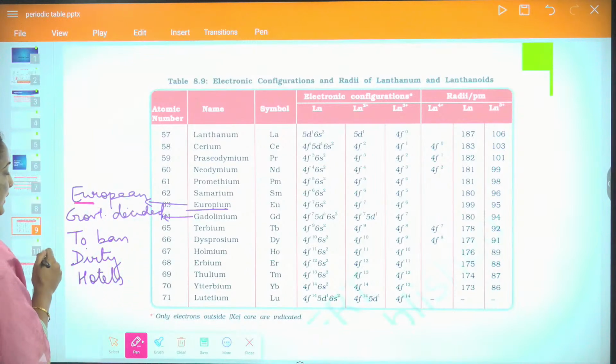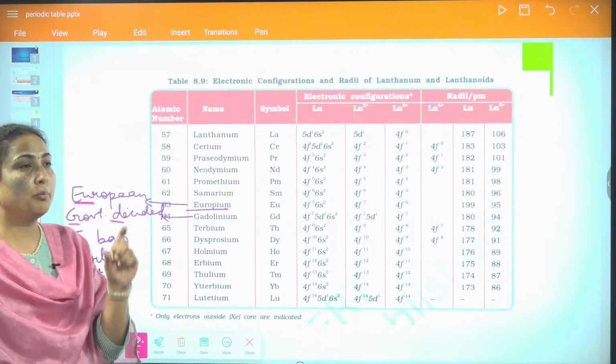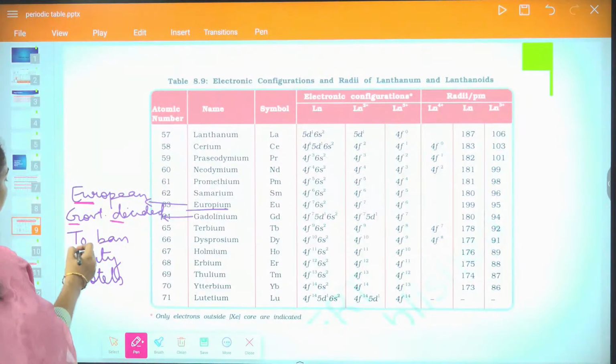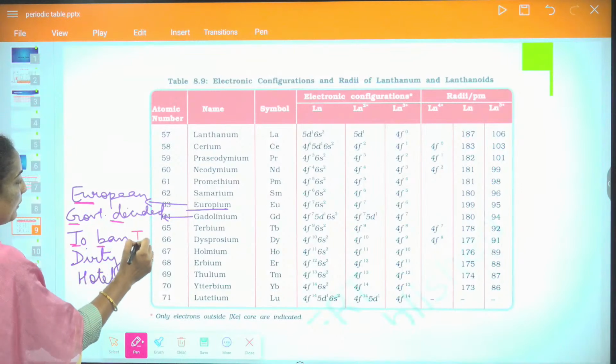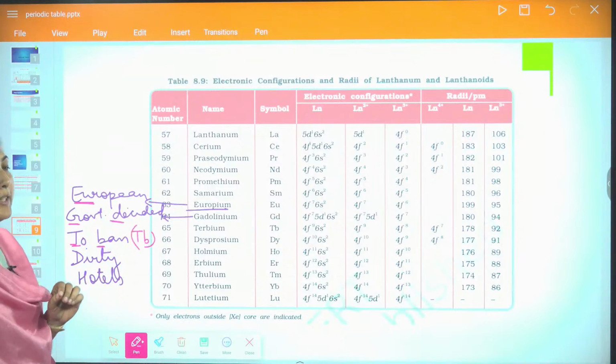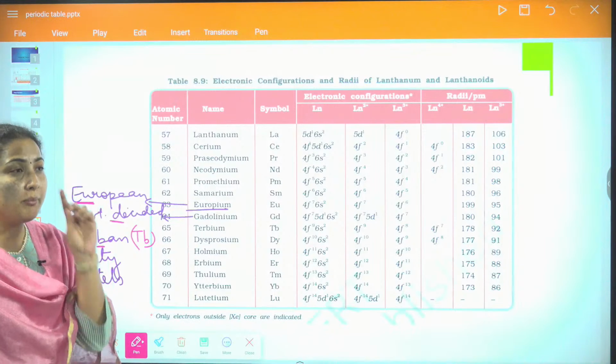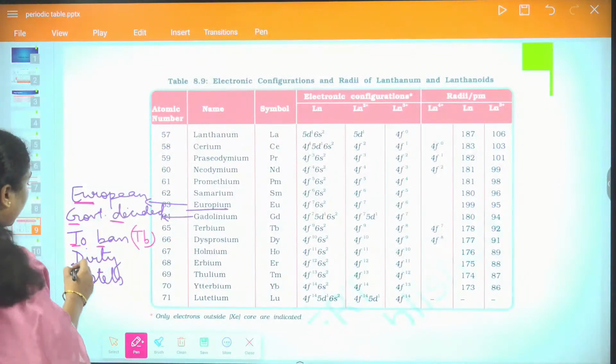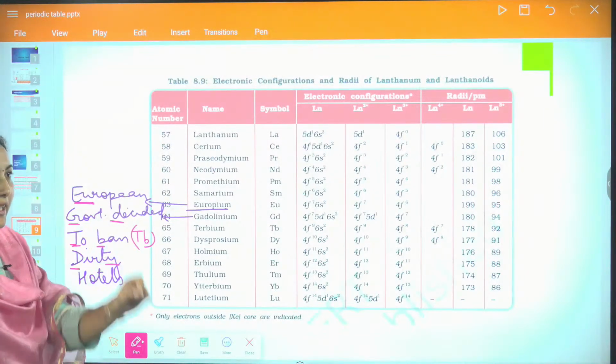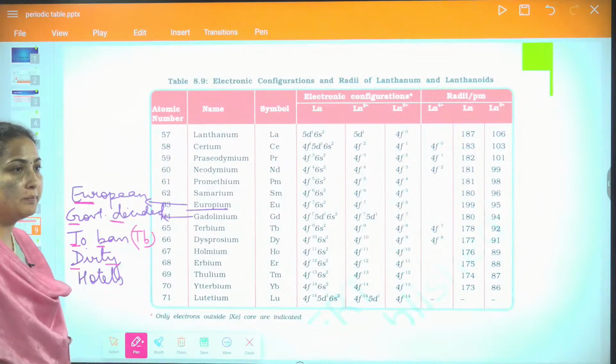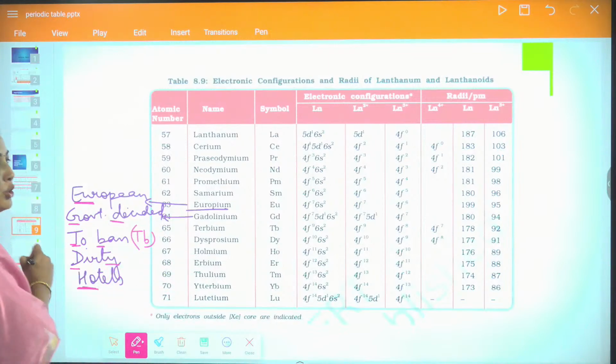So here you see European, EU is the symbol. Government decided. So just take the first letter of it. So you'll be getting gadolinium. To ban. So are you seeing TB? Terbium. So mnemonic is like that so that you remember the element symbol. Dirty. DY. Starting and ending of it. That is dysprosium. Hotels. HO you take. Holmium. Got this?